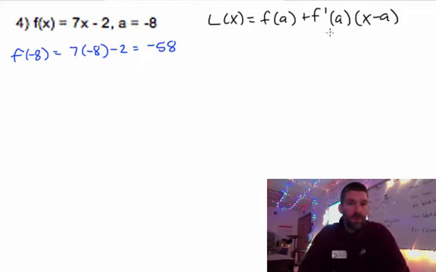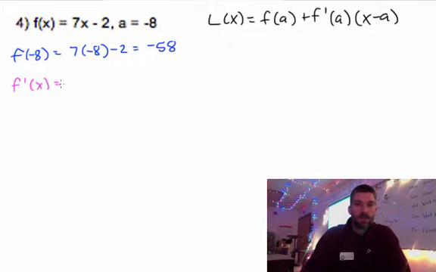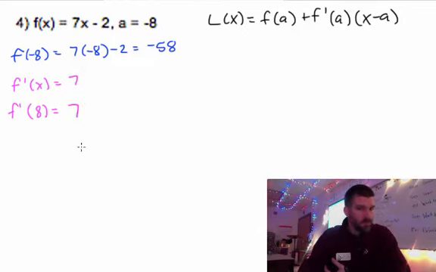We also need the derivative of that. So the f prime of x is going to be 7x. So guess what f prime of 8 is going to be? You put an 8 everywhere there's an x, 7. Okay? Not too challenging so far. So then we just plug everything back into this formula. So f of 8, negative 8, that's negative 58, plus f prime of that times x minus 8. So it looks like this.